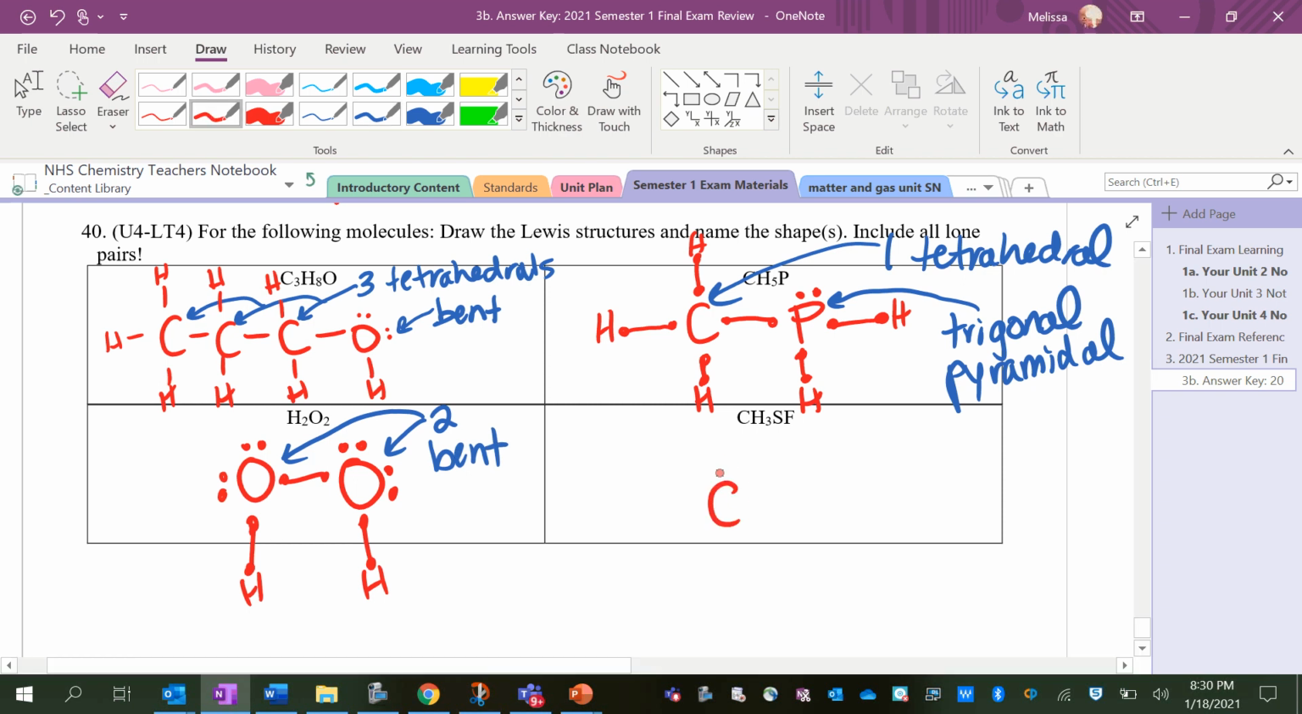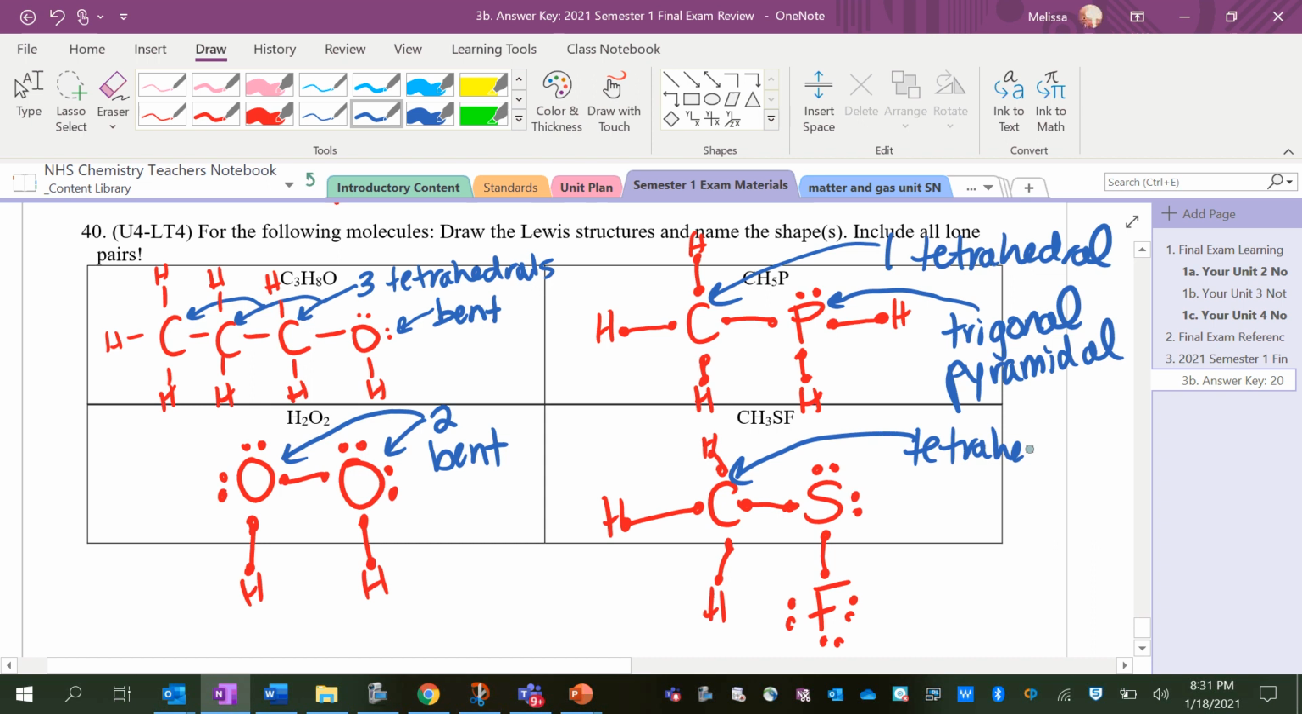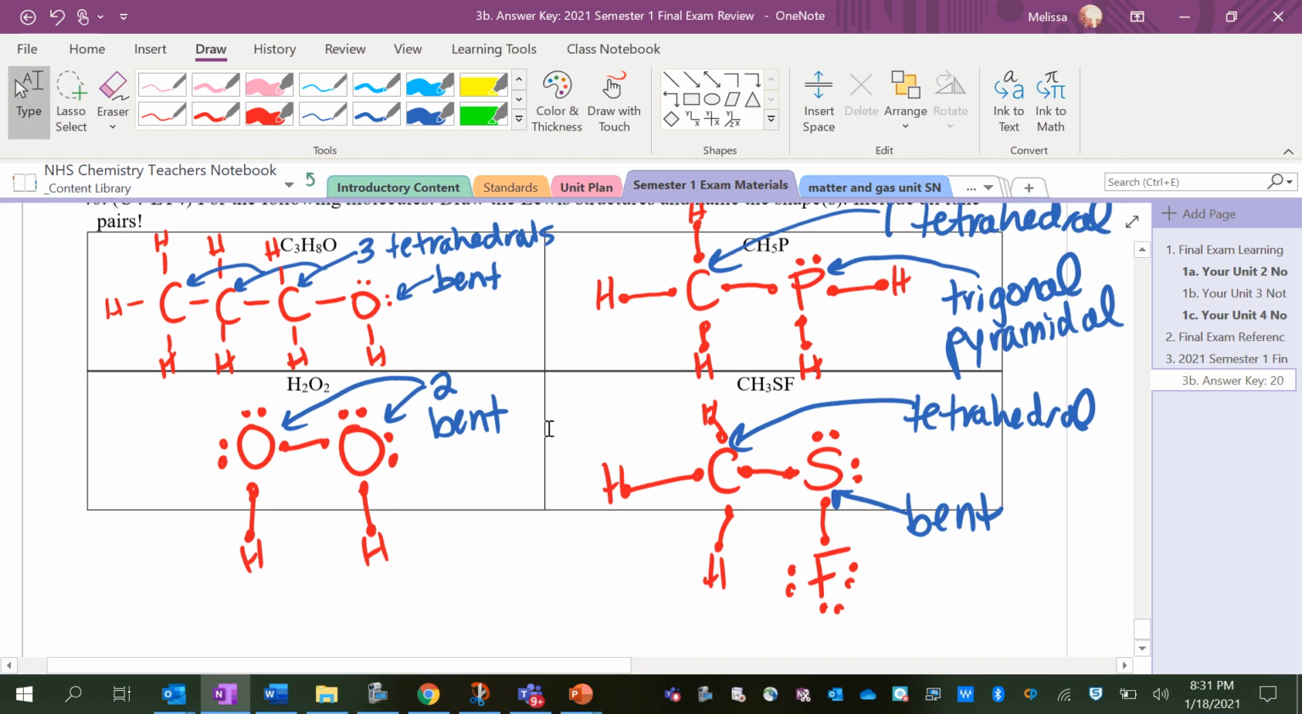And the last one, we've got CH3SF. And this one, I was expecting there to be a trigonal planar one, but there's not. There's a tetrahedral and there's a bent. So lots of good practice with drawing and shapes there.